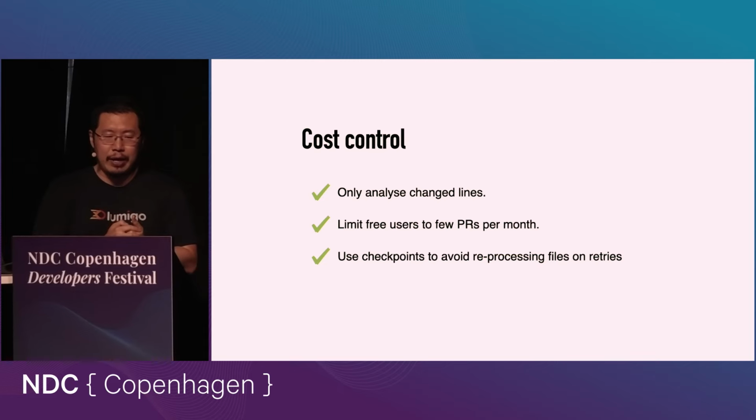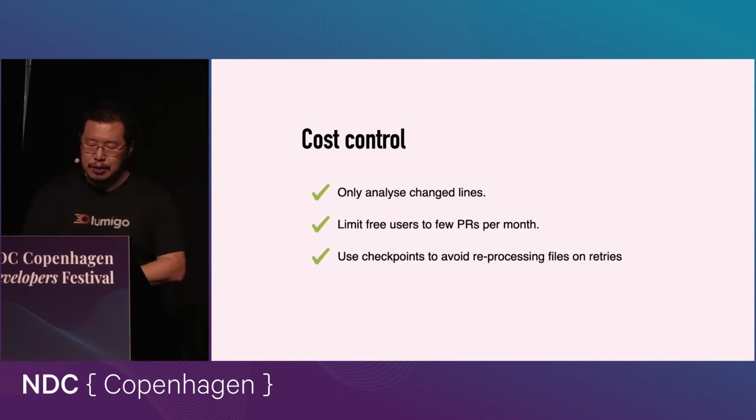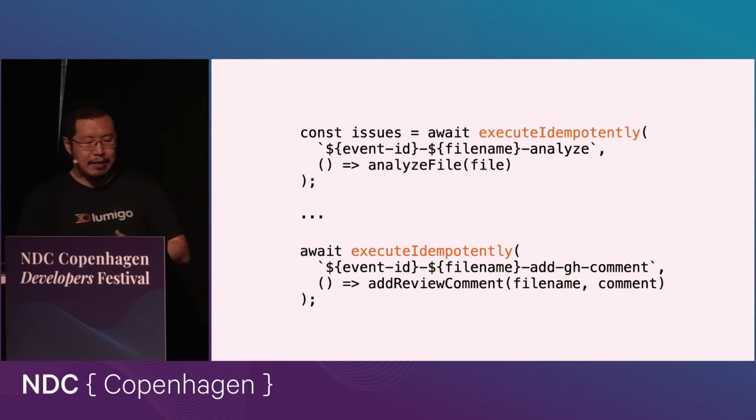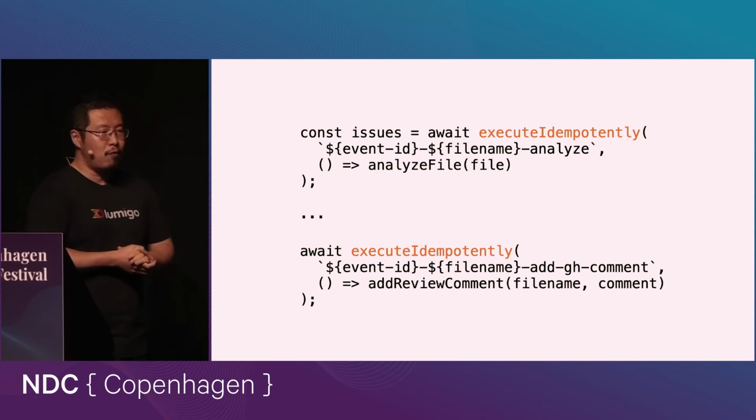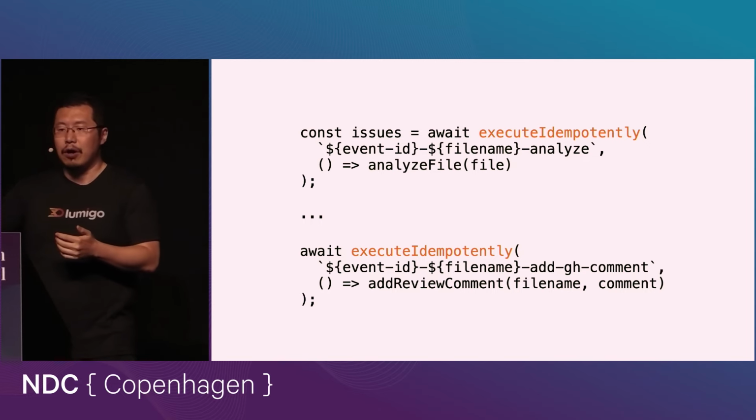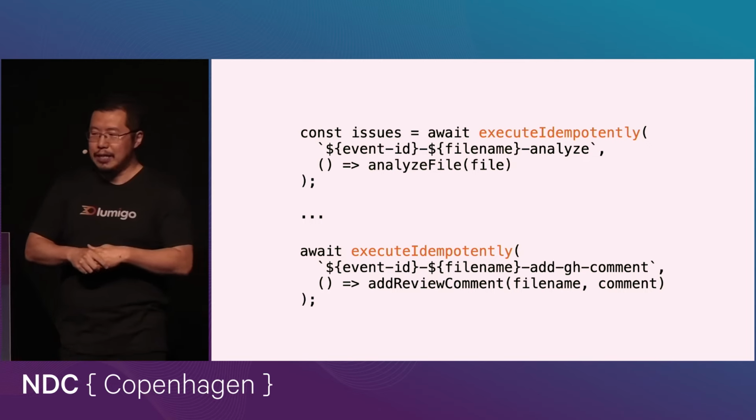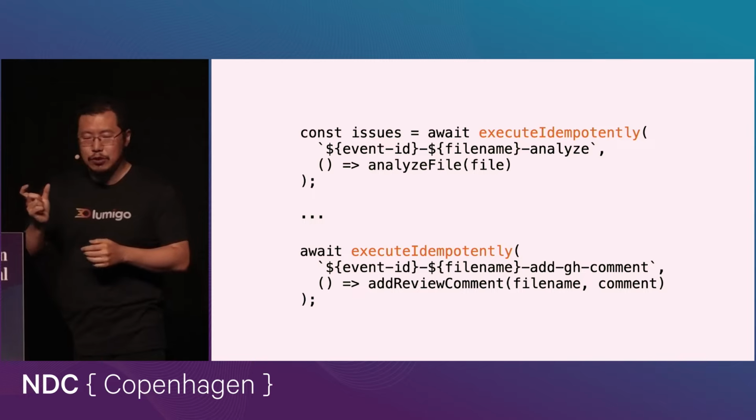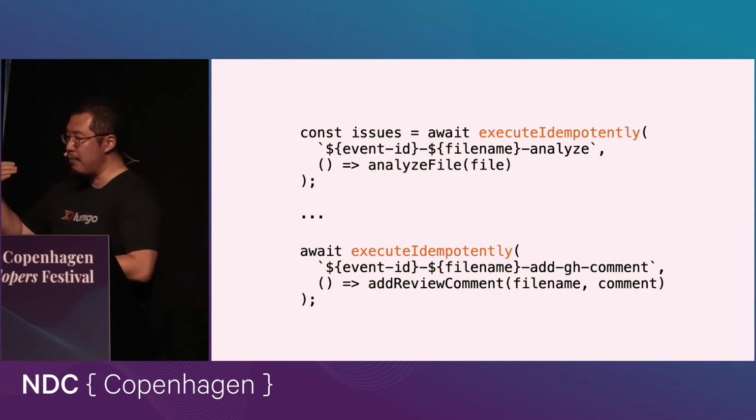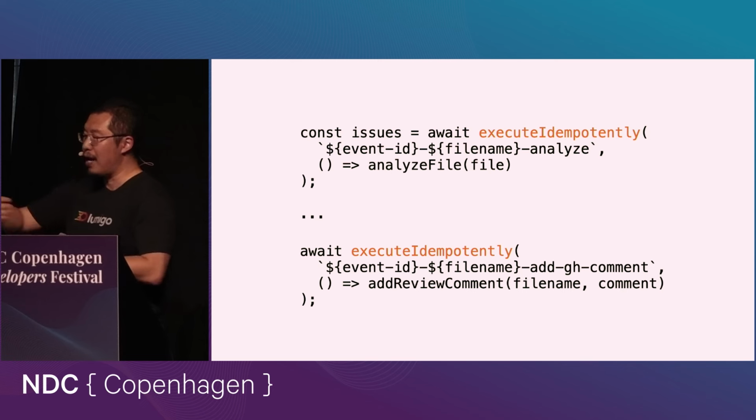So this is where we have simple checkpoints. Every time we do something that has a side effect, for example, analyzing the file or writing the results to the database or making a comment in GitHub, we want to make sure that we have some kind of idempotency token so that next time when we retry, when we process the same pull request again, we'll just blast through that.